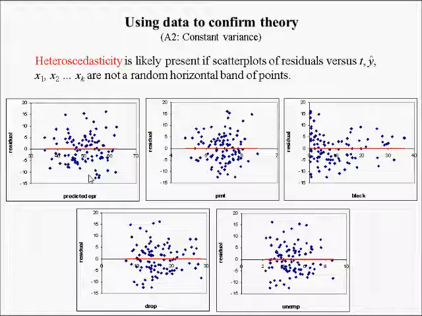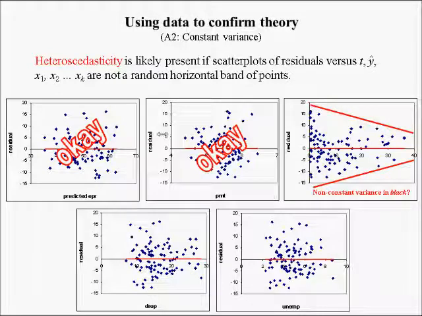When we look at the residual versus the predicted employment population ratio, that looks pretty good. That's exactly what we want to see: a horizontal random band of points. This one's probably okay too. But look at this one. It looks like there's a large variance for very small values of the share of residents that are black, and a very small variance for states with a very large share of the black population. So this variable might present a problem.